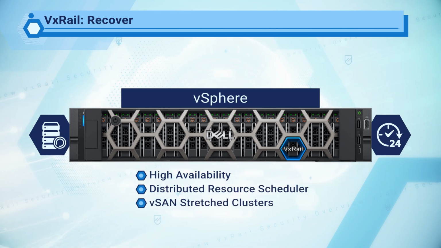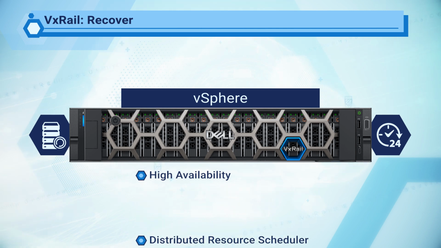VxRail leverages the integrated vSphere availability features such as vSphere High Availability, vSphere Distributed Resource Scheduler, and vSAN stretched clusters to support VxRail automated software and provide continuous availability of services that are hosted on VxRail. Therefore, it is recommended that customers use versions of vSphere that include these availability features to reduce the potential need for recovery.